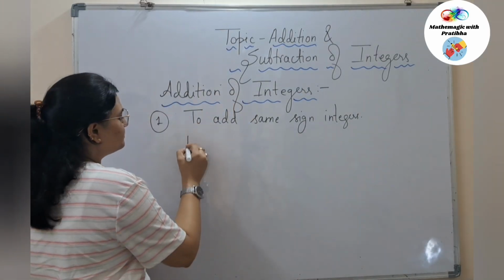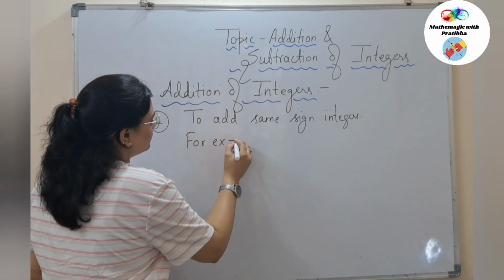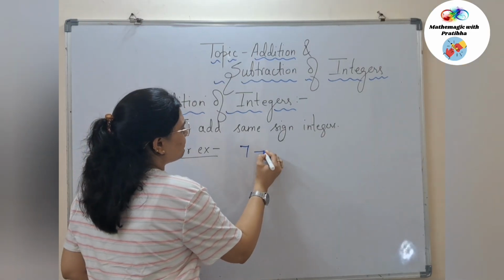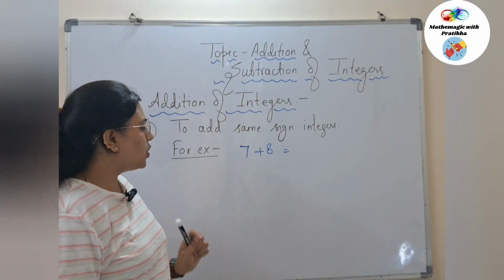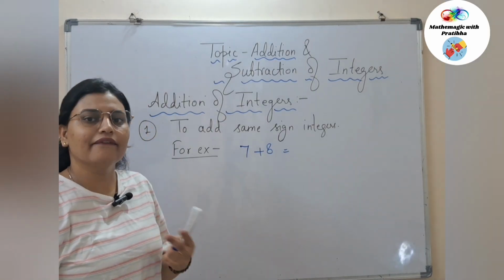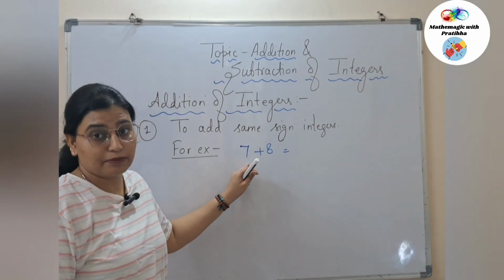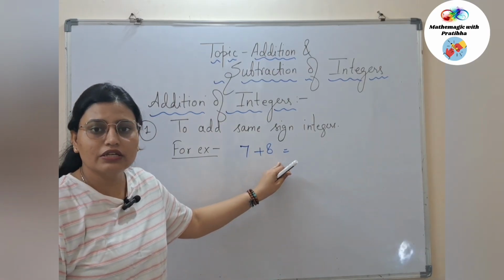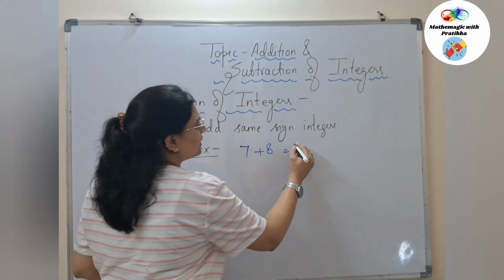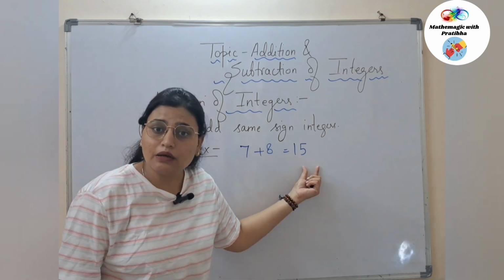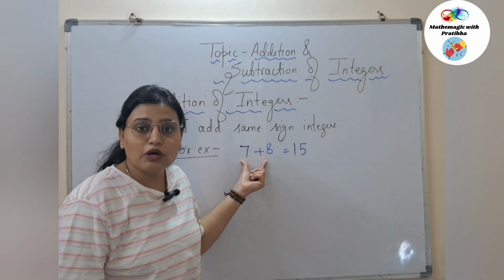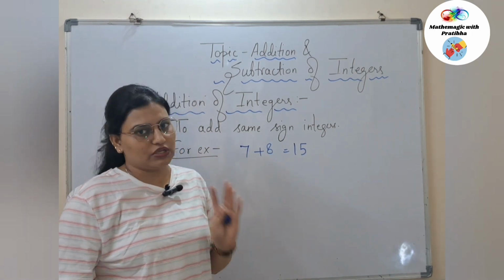For example, we have to add 7 and 8. They both are positive and we are adding here. So 7 and 8 are positive, and 7's absolute value is 7 and 8's absolute value is 8. So 7 plus 8 is 15. Simply we will add, and which sign will come here? They both are positive, so the answer will also be positive.